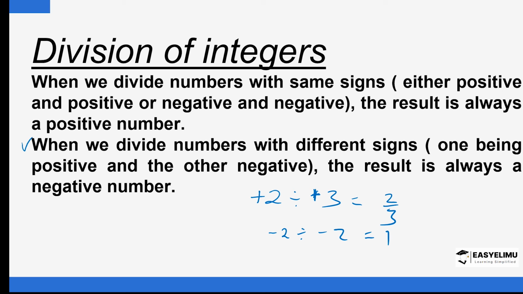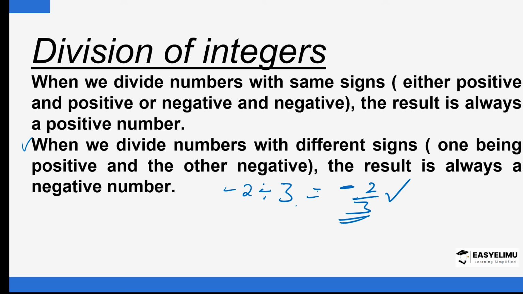And then secondly, when we divide numbers with different signs, one being positive and the other negative, the result is always a negative number. So take note of that. A good example is, let's say you have -2 divided by +3. See, now this is going to be -2/3. See, the answer is negative. If you have -2 divided by 2, this is going to be -1 because the signs are different. So every time you're dividing numbers that have different signs, remember the answer is supposed to be a negative answer.